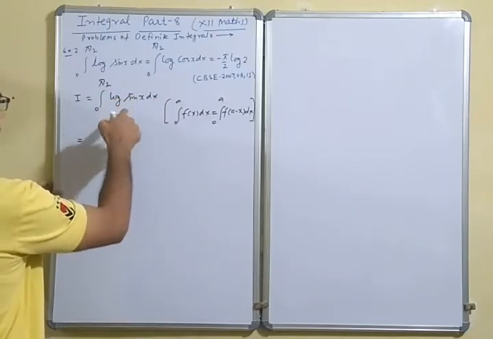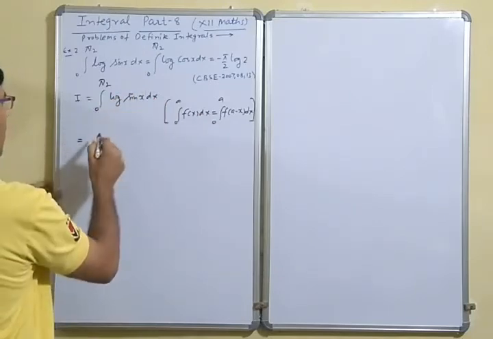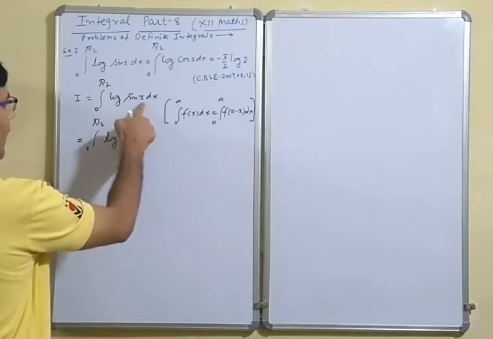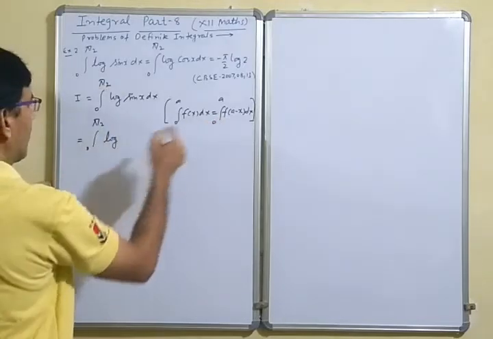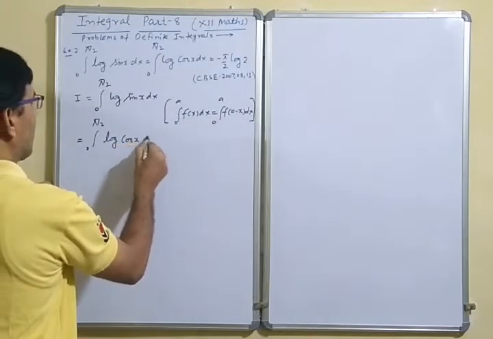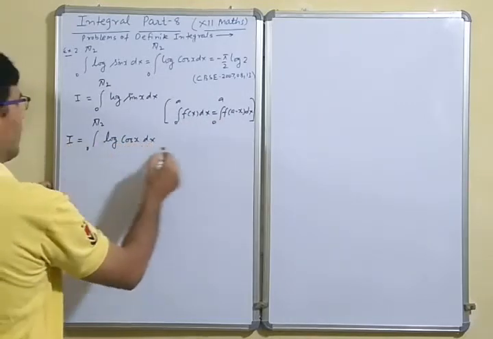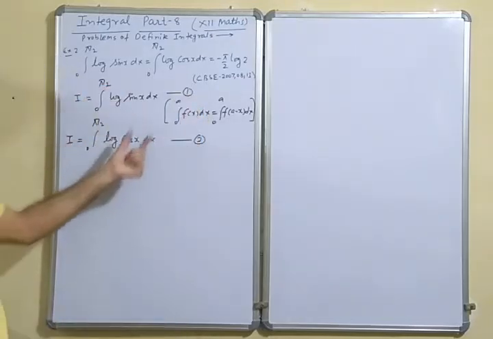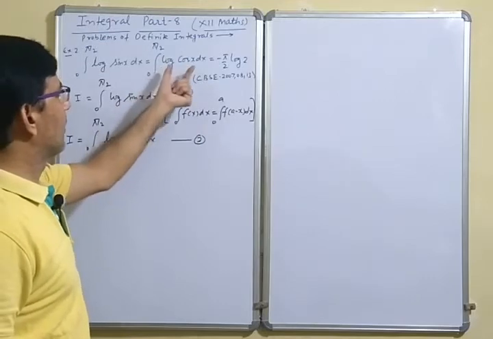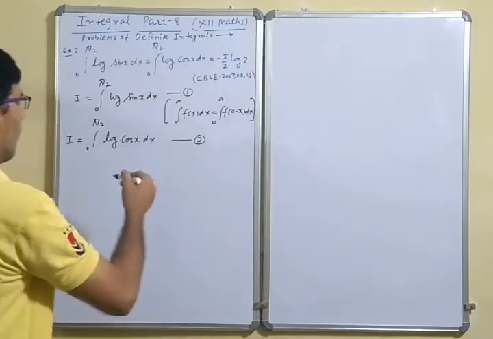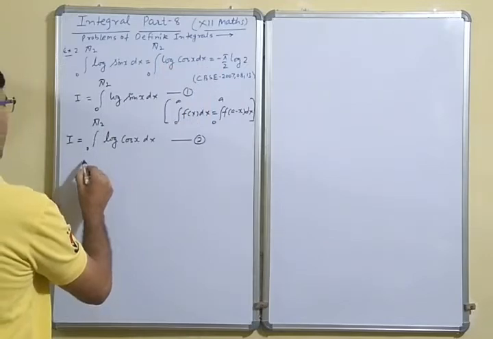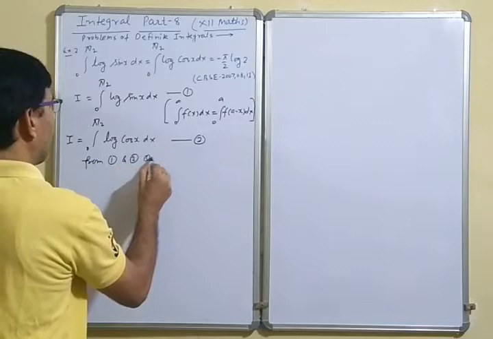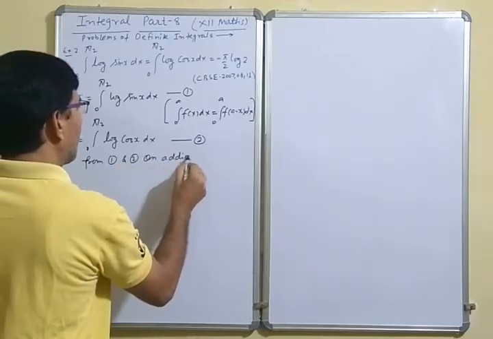Now after that you will use this property. So this becomes sin(90 minus x), that is cos x. So this is integral 0 to pi by 2 of log sin(pi by 2 minus x), that is log cos x dx. That is I. Mark it as the second equation and the earlier one as the first equation. Now this is the first proof, that is integral 0 to pi by 2 of log cos x dx. Now, on adding these two, from 1 and 2, what will we get?